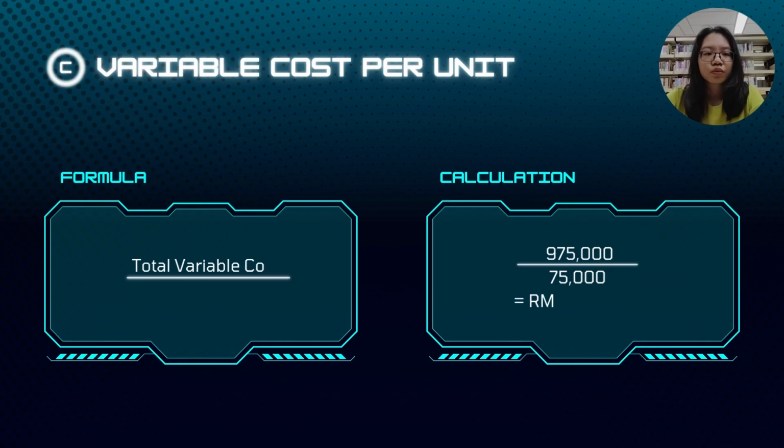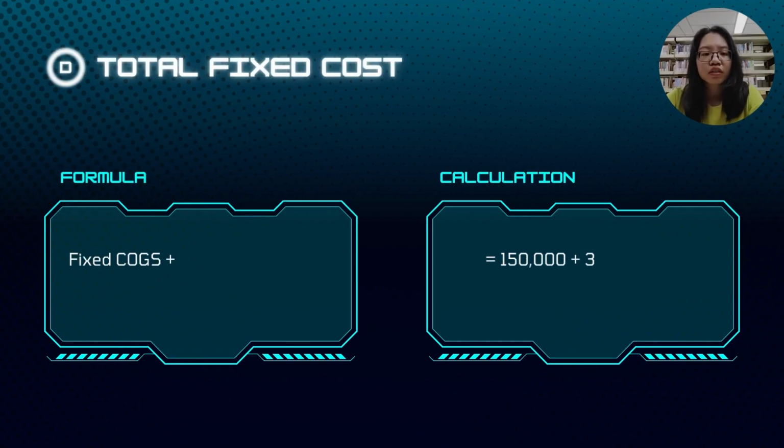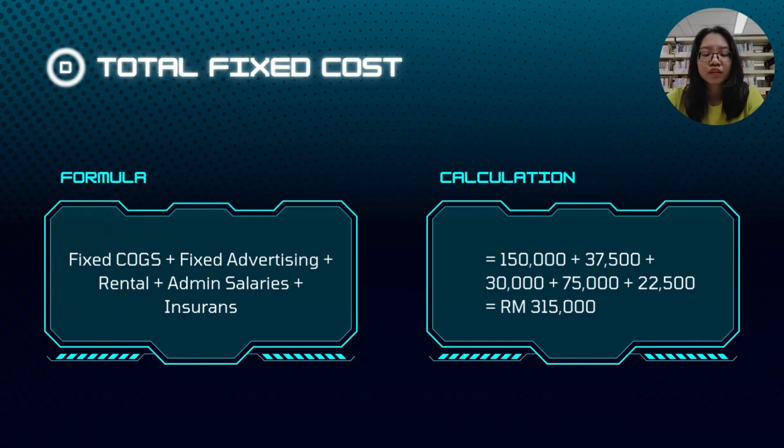Moving on, we calculate variable cost per unit. We will use total variable cost divided by units sold, and we will get RM13 per unit. Next, total fixed cost. We will add all of the fixed costs shown in this formula, and lastly, we will get 315,000.